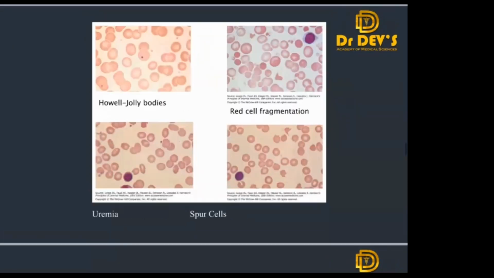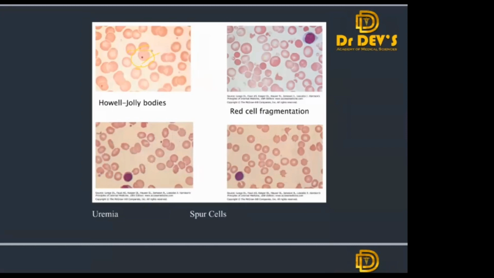So these are the Howell-Jolly bodies that are seen in a splenectomy patient. That is nucleated RBCs. If a patient has nucleated RBCs, the defective RBC is not removed by the spleen. So these Howell-Jolly bodies are seen in splenectomy.